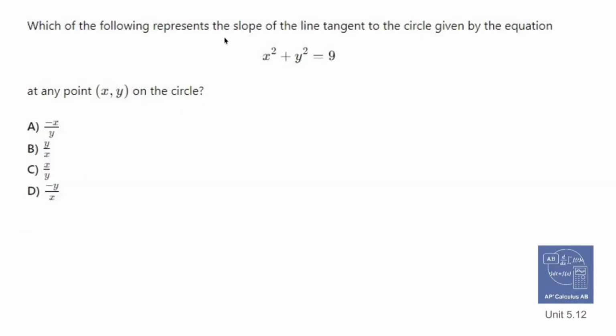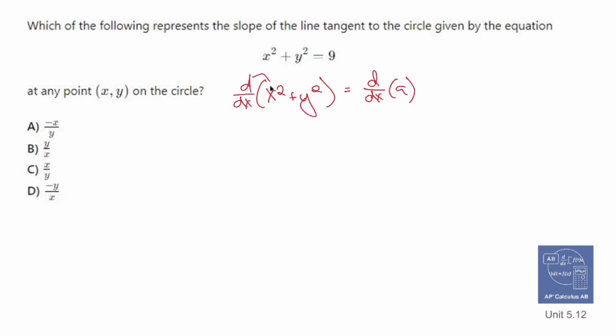Which of the following represents the slope of the line tangent to the circle given by the equation x squared plus y squared equals 9 at any point (x, y) on the circle? Well, the slope of the tangent line is a fancy word for the derivative. And in order to find the derivative of this, you're going to d/dx both sides because this is implicit differentiation. So I'm going to d/dx the left, d/dx the right.